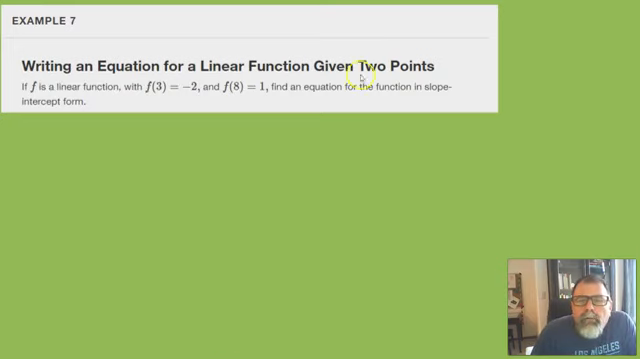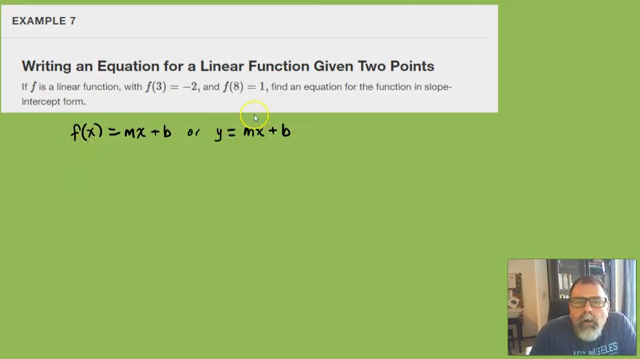Write an equation for a linear function given 2 points. If f is a linear function with f of 3 being equal to -2 and f of 8 equal 1, find an equation for the function in slope-intercept form. So remember, our slope-intercept form is f of x or y equals mx plus b. So we can do it with the y or f of x. It doesn't matter. You can interchange those two.